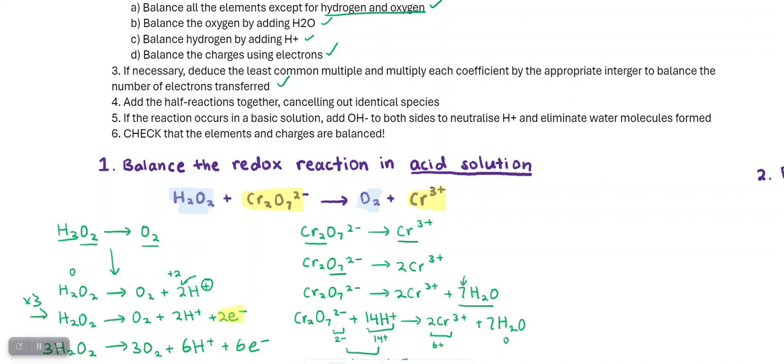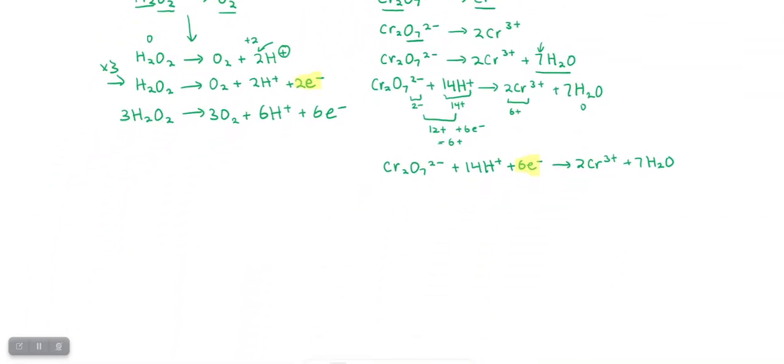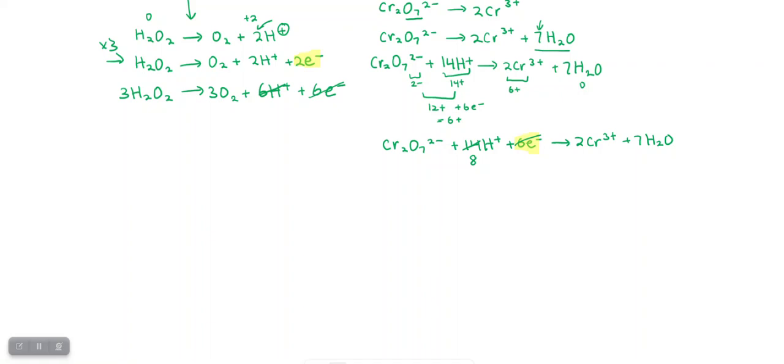Question part 4. Add the two half reactions together, canceling out identical species. So what you'll notice here is the 6 electrons are going to cancel out. This H plus is gone, and then this coefficient is going to be 14 minus 6, which is 8. And then that should be about it, so we should add it all together now. And keep in mind, when you're canceling out species like this, they need to be on opposite sides of the equation in order to cancel out. If they're on the same side, you just add them together.